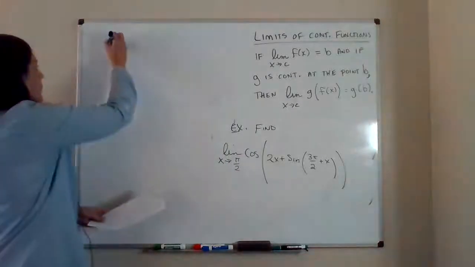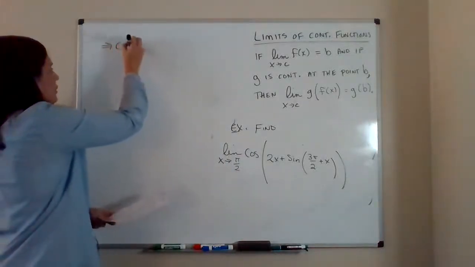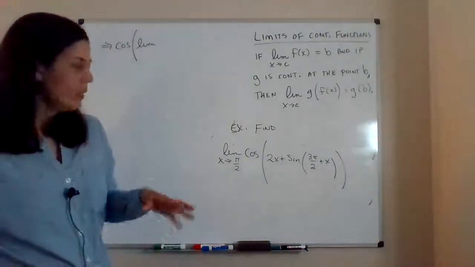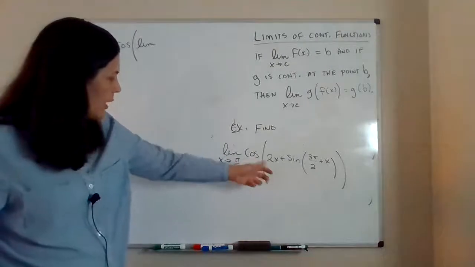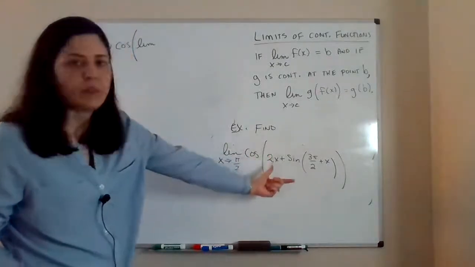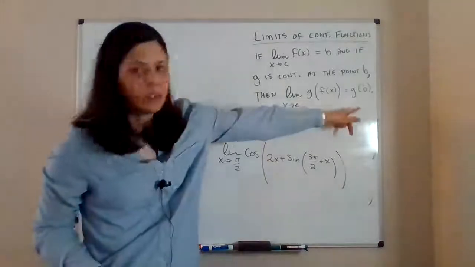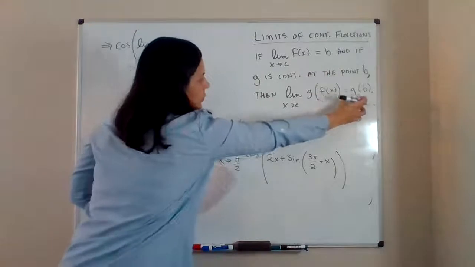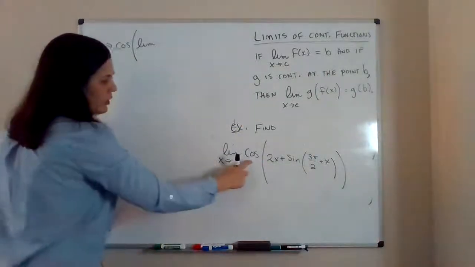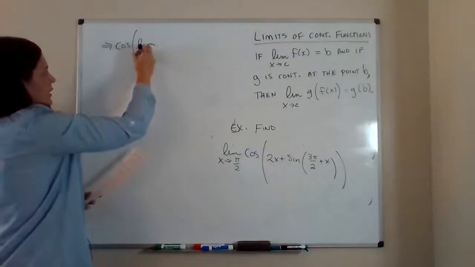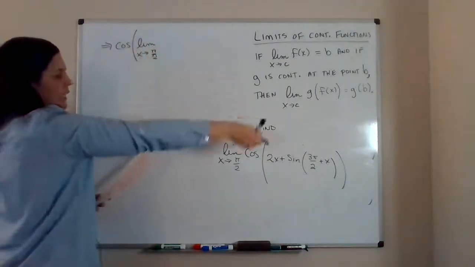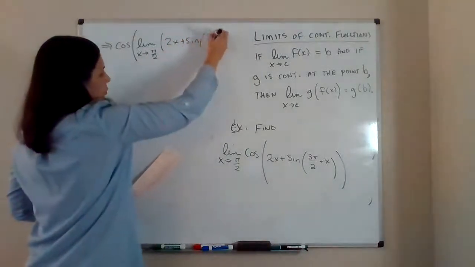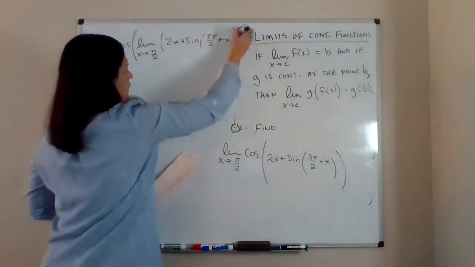And so I'm going to say that this is equal to cosine of the limit. So you can almost think of it like switching, but you're basically undoing the composition and bringing the limit inside here first because of this statement we just talked about. So the limit of the inside part can get plugged into our outside function. So we're going to take the limit as x approaches pi over 2 of all that inside stuff, 2x plus sine 3 pi over 2 plus x.